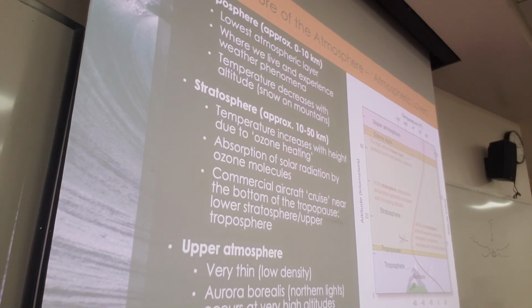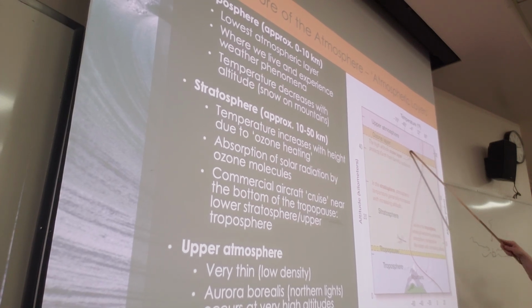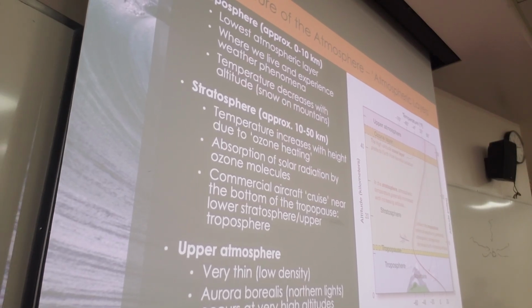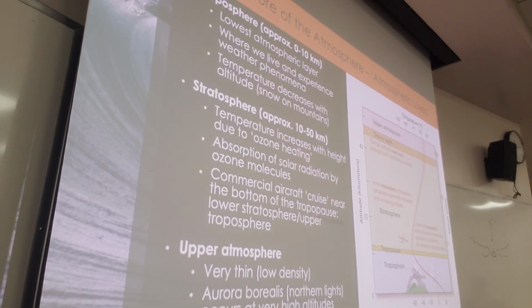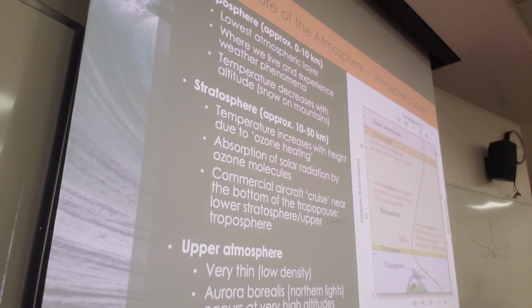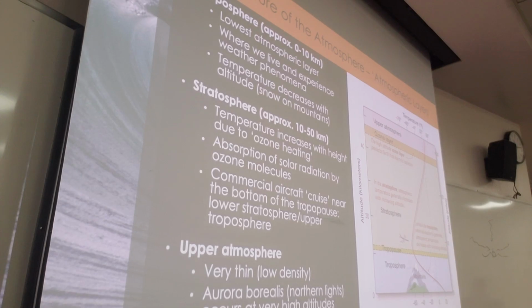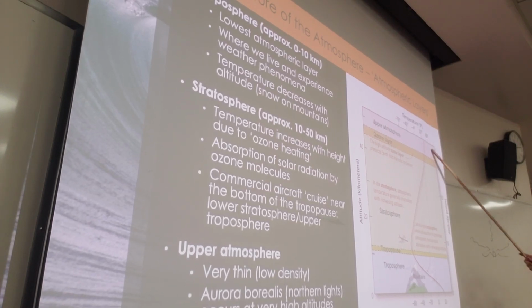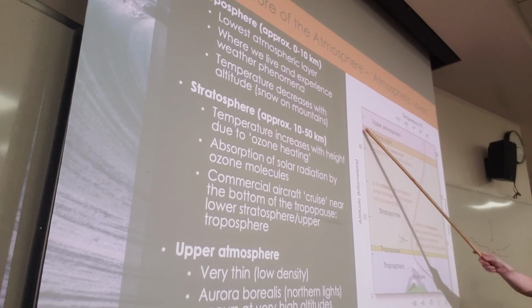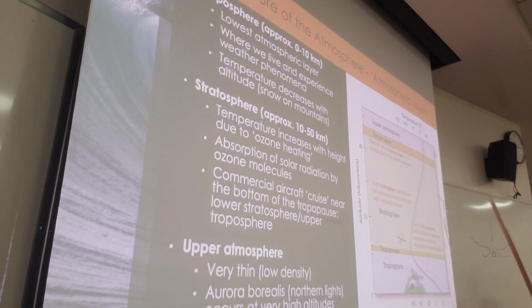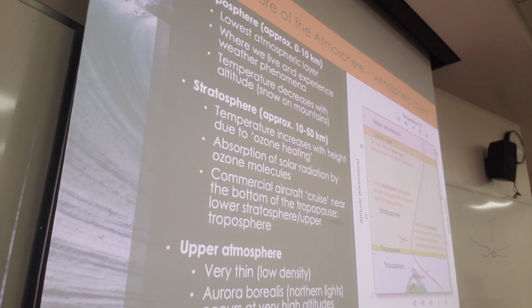And then above that, we get into the upper atmosphere. Usually for meteorology and climate, we don't care about the upper atmosphere too much. The air is very thin up there, so as you go to higher and higher altitudes, the pressure goes down, the density goes down, and so the amount of mass that's in the upper atmosphere is actually very small compared to the troposphere.